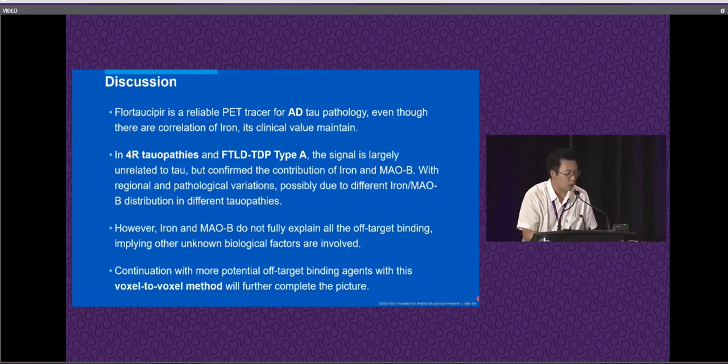So to sum it up, what we learned is that PI-2620 is a reliable PET tracer for detecting AD tau, though iron and MAO-B show some off-target binding behavior with it, mostly affecting the 4-repeat tauopathies and TDP-43 cases. And more thorough analysis may be needed with this voxel-to-voxel method to further validate if there are any other off-target binding factors that could contribute to the signal binding profile, since throughout the cases we have a pretty low R-square value in the linear regression analysis.